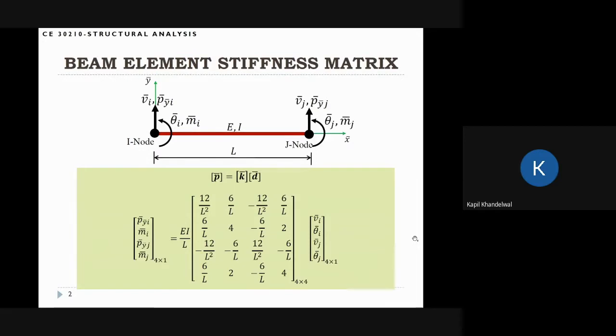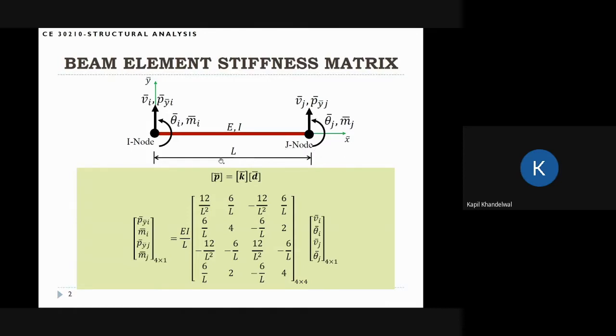So actually, we have already considered the beam element stiffness matrix. And if you recall, for a beam element, we have considered 4 degrees of freedom. The degrees of freedom were vi, theta i, which is a vertical displacement and rotation at the I node, and the vertical displacement and rotation at the J node. And an important thing is, for a beam, we always consider the left node as the I node and the right node as the J node.